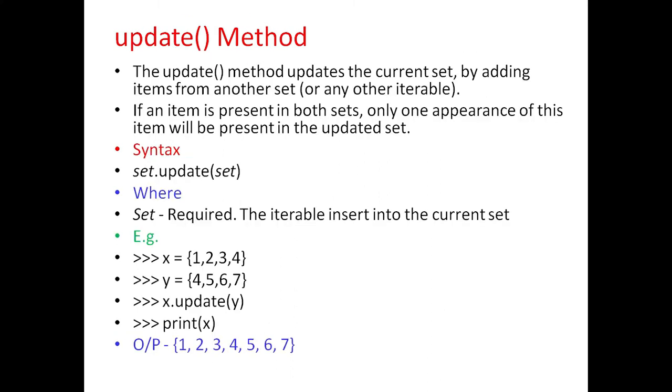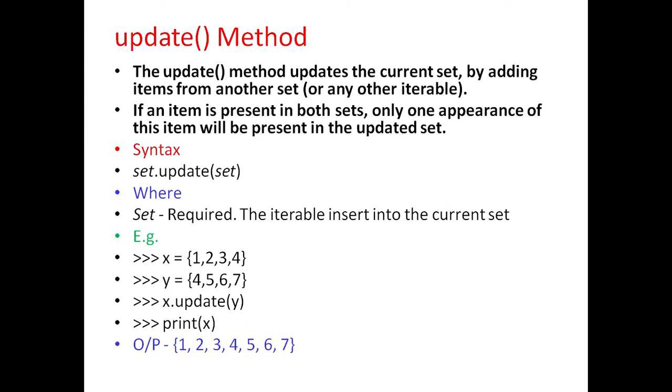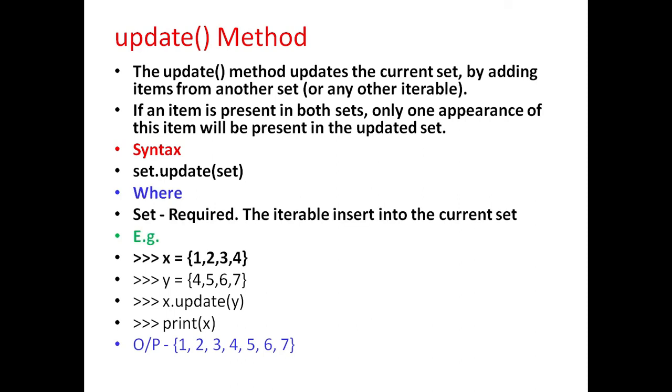Next is the update method. The update method updates the current set by adding items from another set. If an item is present in both sets, only one appearance of this item will be present in the updated set. General syntax is set.update(set), where set is a required parameter. For example, if x is defined with elements 1, 2, 3, 4 and y is defined with elements 4, 5, 6, 7, and if we use x.update(y), it will give the output 1, 2, 3, 4, 5, 6, 7.